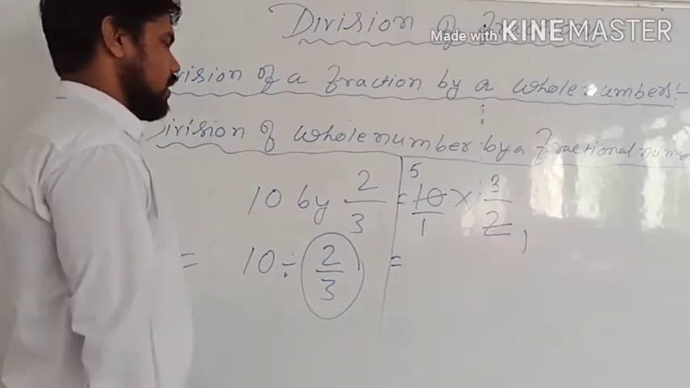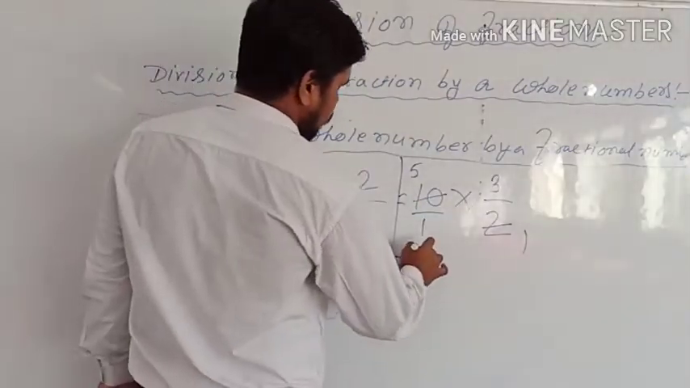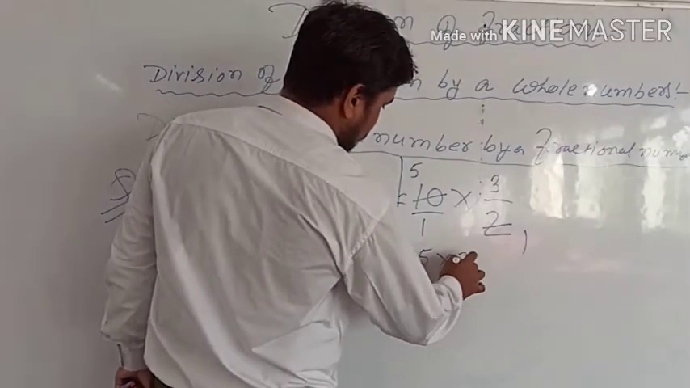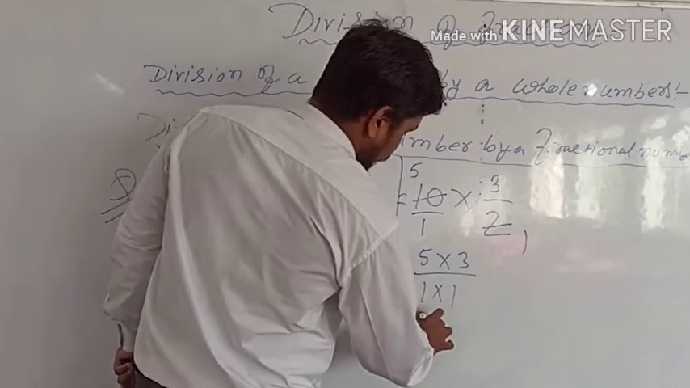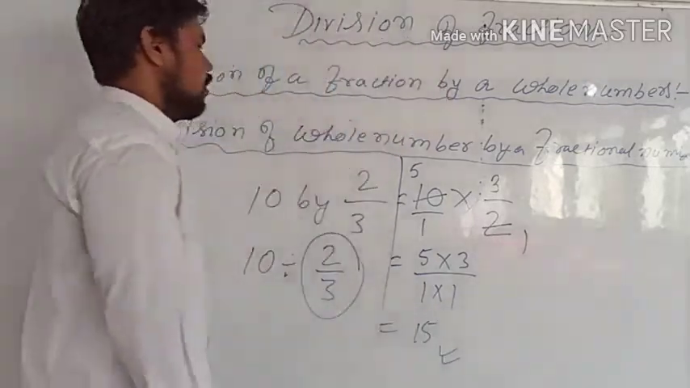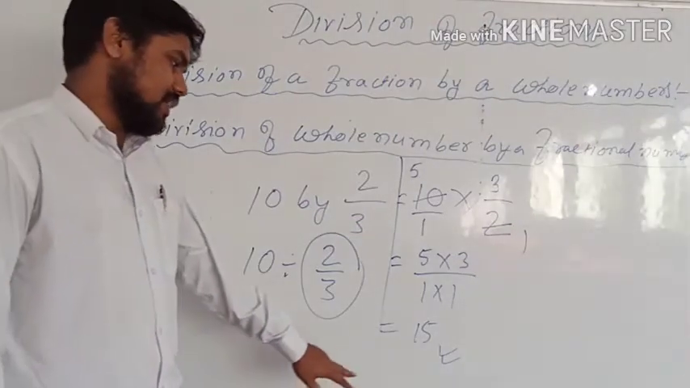Okay, यहाँ पे कुछ भी नहीं है तो 1 लिख सकते हो, but इसको इसके साथ कट कर सकते हो. So 5 न्यूमरेटर में बजाय 5 multiply 3, denominator में 1 multiply 1. So 5 3s are 15 will be the required division of this number. Okay, तो इस तरह से ये 15 आ जाएगा इसका आंसर.